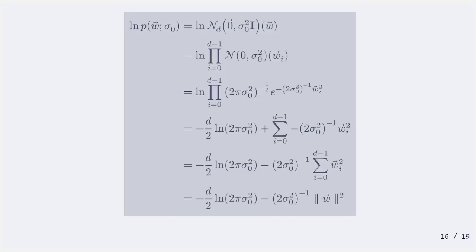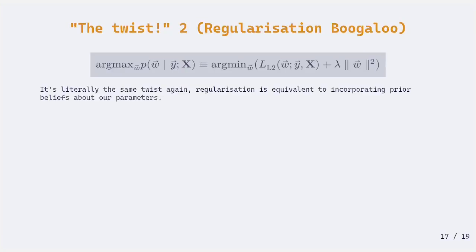And then we expand the normal distribution formula, pull out a bunch of constant factors, and these are real constant factors because they depend on sigma naught, which is a hyperparameter. So for all intents and purposes, it's a constant. And we get this sum of the squares of the parameters, the norm squared of our parameter vector. And yeah, it's the same twist again.